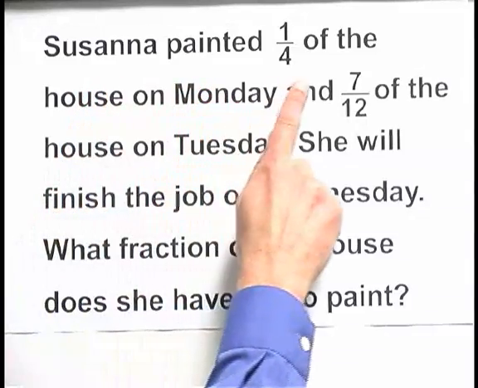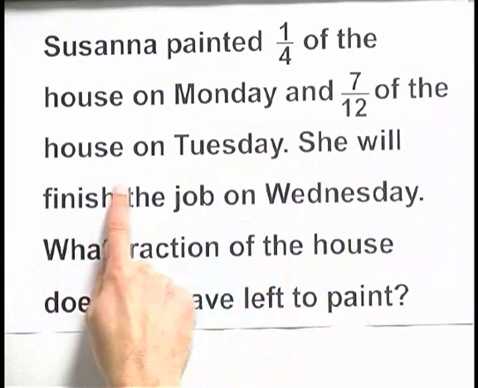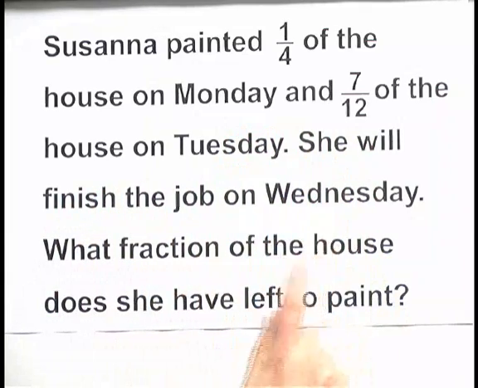Susanna painted 1/4 of the house on Monday and 7/12 of the house on Tuesday. She will finish the job on Wednesday. What fraction of the house does she have left to paint?